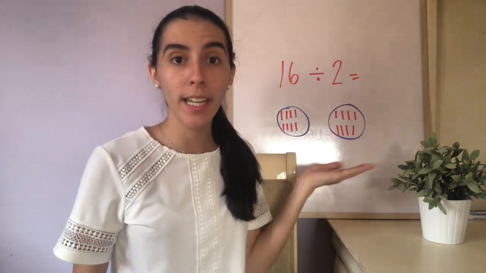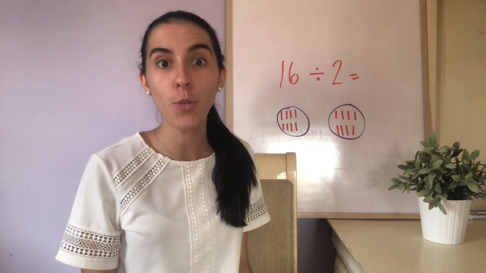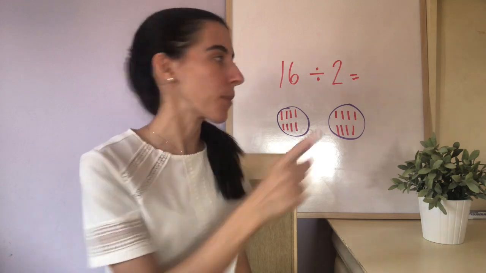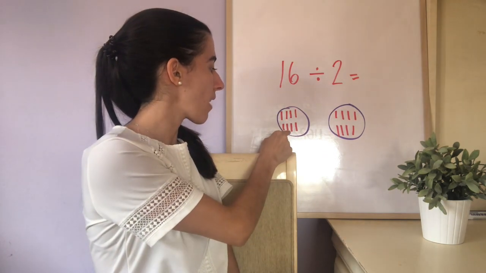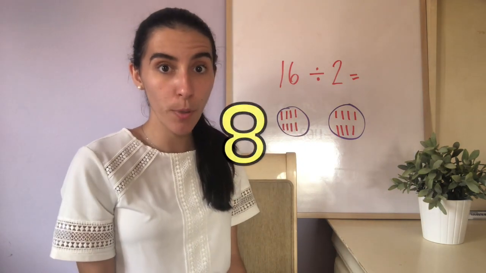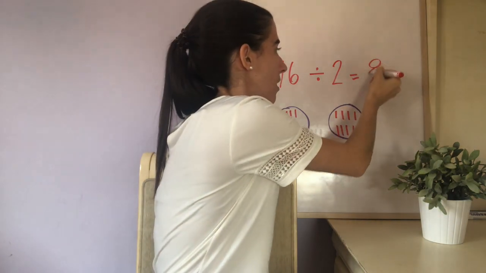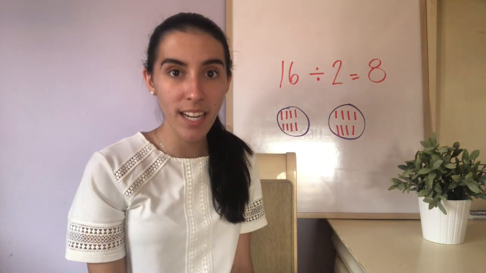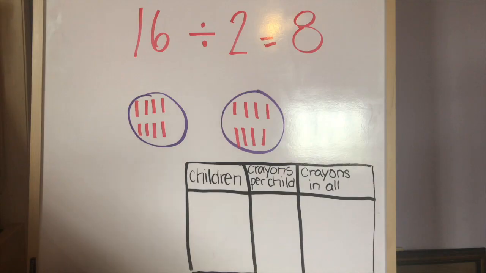So now by looking at the picture that we drew, you can tell how many crayons each person got. So let's count. 1, 2, 3, 4, 5, 6, 7, 8. So each person got 8 crayons. 16 divided by 2 equals 8.